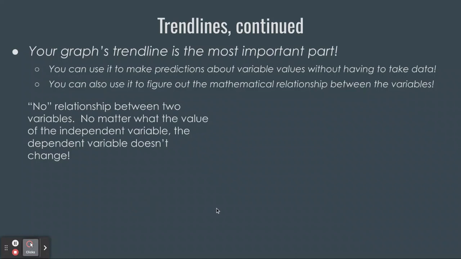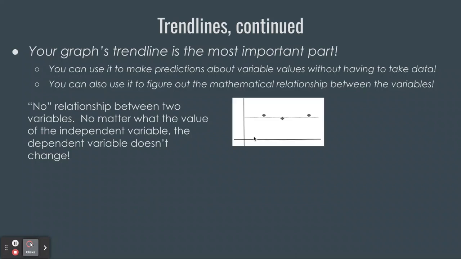A no relationship, which we often call the horizontal relationship, would look something like this. So no matter how the independent variable is changing, the dependent variable does not change. So notice it's always kind of right around that same number. This looks like a horizontal line on a graph.